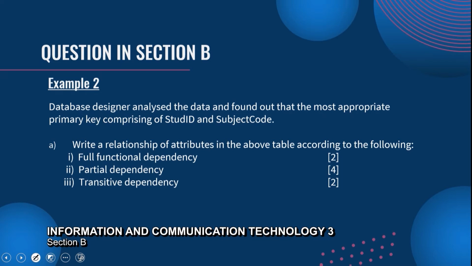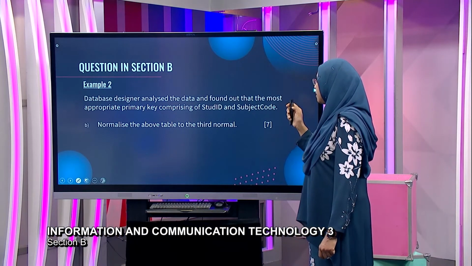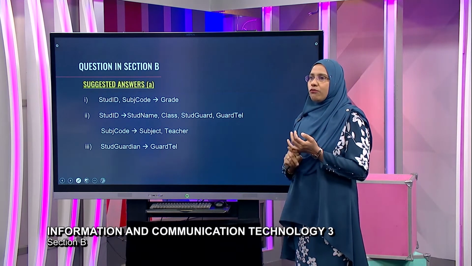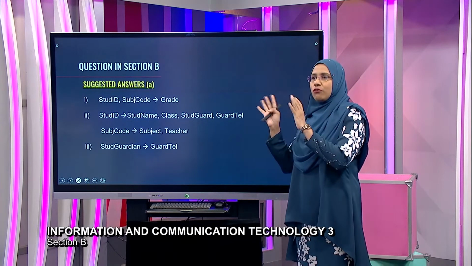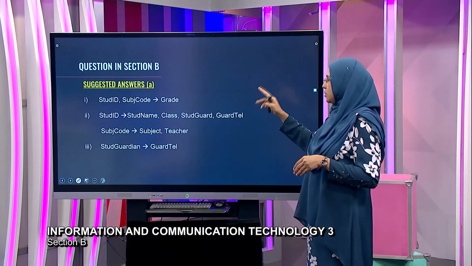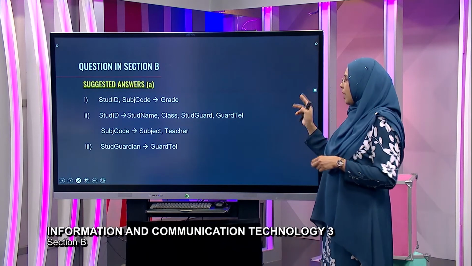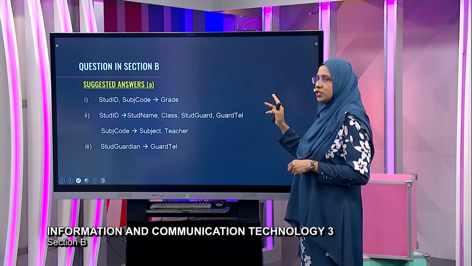So how to write dependency? I told you just now. Number 2, normalize. After you identify the dependency, you normalize to third normal form. So the suggested answer. For full functional dependency, you must make sure all the attributes fully depend on its primary key. So the answer is student ID and subject code, both are primary key, where grade fully depends on them. So this is full functional dependency.